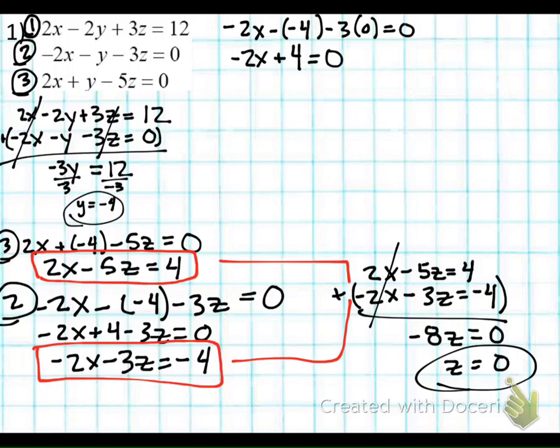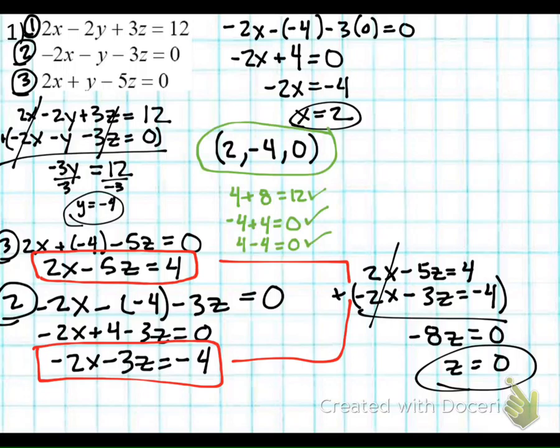So I get negative 2x plus 4 equals 0, which just tells me negative 2x equals negative 4, so x equals 2. Okay, just simplifying that. Now I have all three of my values solved for, so I can write my solution: 2, negative 4, 0. And then in green, those are my checks. I was plugging those three values into the three equations to make sure it holds true in all three.